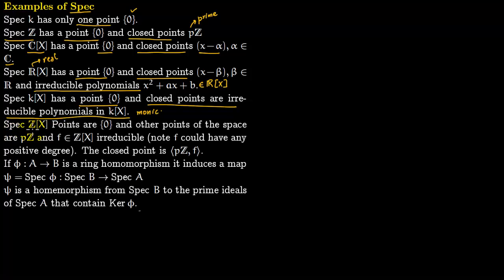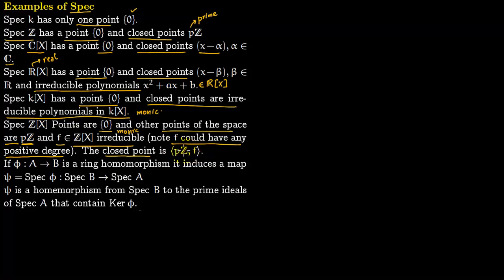Now we talk about Spec Z[x]. Z is the integers, so the points are 0, and other points of the space are (p, Z), where p is a prime number, just like here. So we are copying 0 and (p) from here, and then you have f, which is irreducible. We obviously take f to be monic, and here f could have any positive degree. Notice for R[x], your maximum degree was 2. So either you have degree 1 here, linear factors like this, or you have degree 2. Here it could be any positive degree.